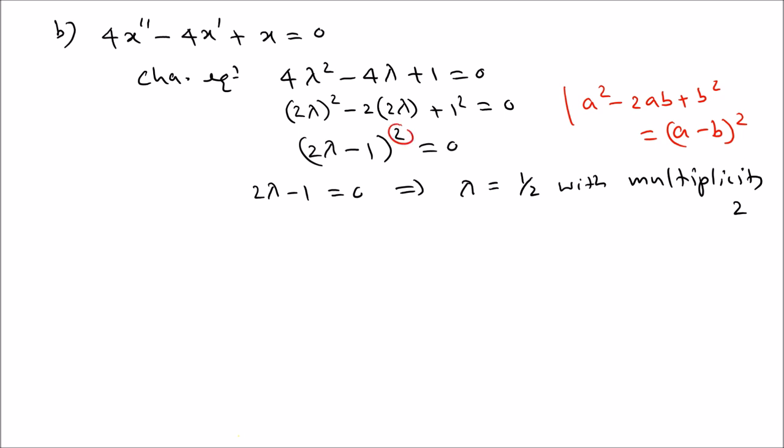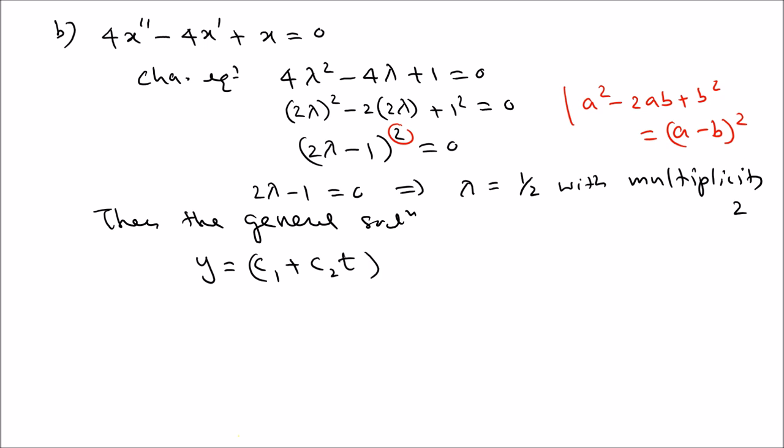Good. Now we're going to get the general solution. Then the solution is x equals c1 plus c2 t. Here your independent variable has to be t because you can't pick x there. So t times e to the lambda 1 t, because it's a repetition. So that means (c1 plus c2 t) times e to the 1/2 t. So that's the solution. c1, c2 are constants.